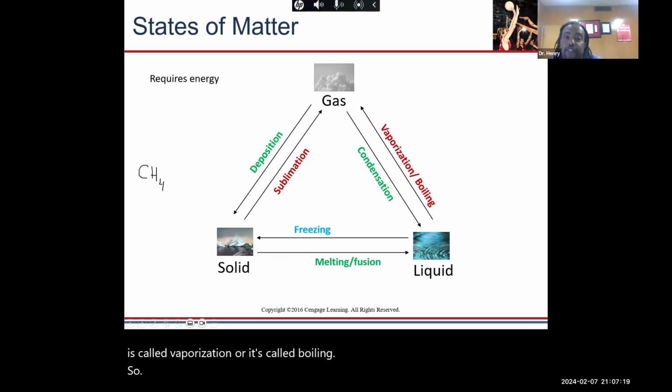This here, let me fix this. This is a typo, and I need to fix it for mine. This actually should be fusion.